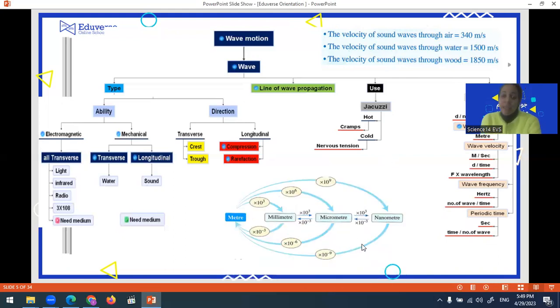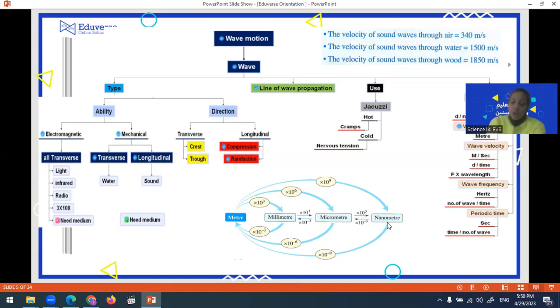And now let's take another conversion here between meter, millimeter, micrometer, and nanometer. Here the meter is the biggest unit, actually. If you want to change from meter to millimeter, I will multiply by 10 to the power 3, because I'm changing from a large unit to a smaller one. What about changing from micrometer to nanometer? We will also multiply by 10 to the power 3. The difference between each of them is 1,000.